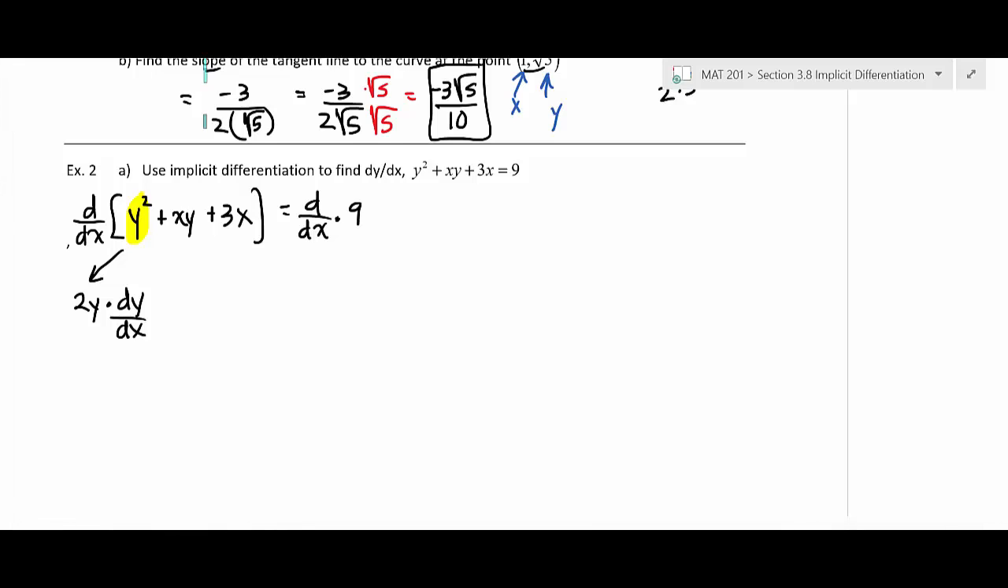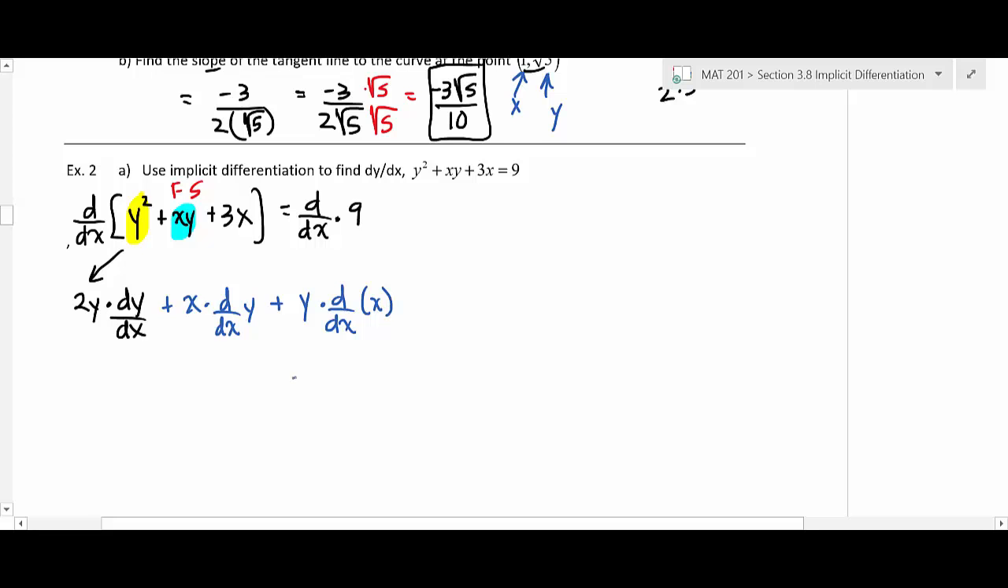Now we got to do xy. How do you handle that? This is where students mess up all the time. Product rule. You have to do it, right? There are two functions: the first is x, the second is y. You must do the product rule. So we say the first times the derivative of the second, so x times the derivative of y. And we do it backwards: the second, y, times the derivative of the first, x, like that. So that's the product rule you've got going on right there.